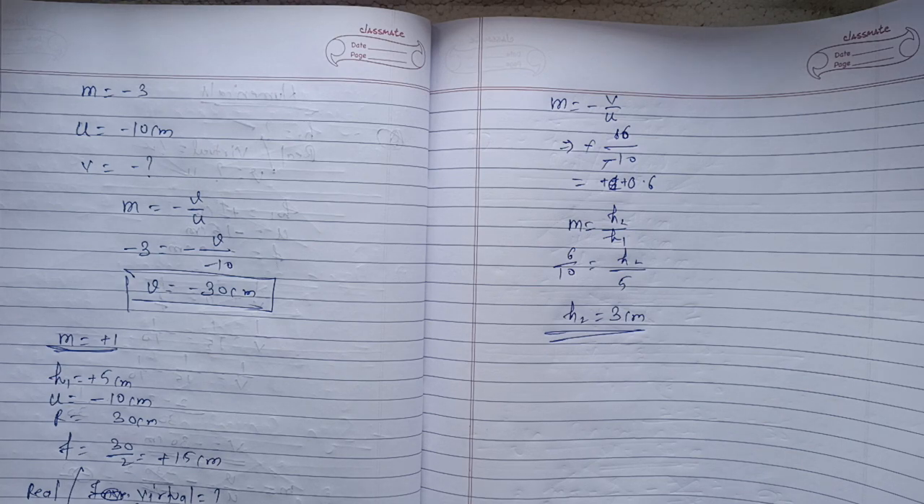It is not inverted. And I think we knew it previously, because when the value of m came in positive, it means that the image will be virtual and erect both. So I think now we are clear with all kinds of problems that we may face in concave and convex mirrors.